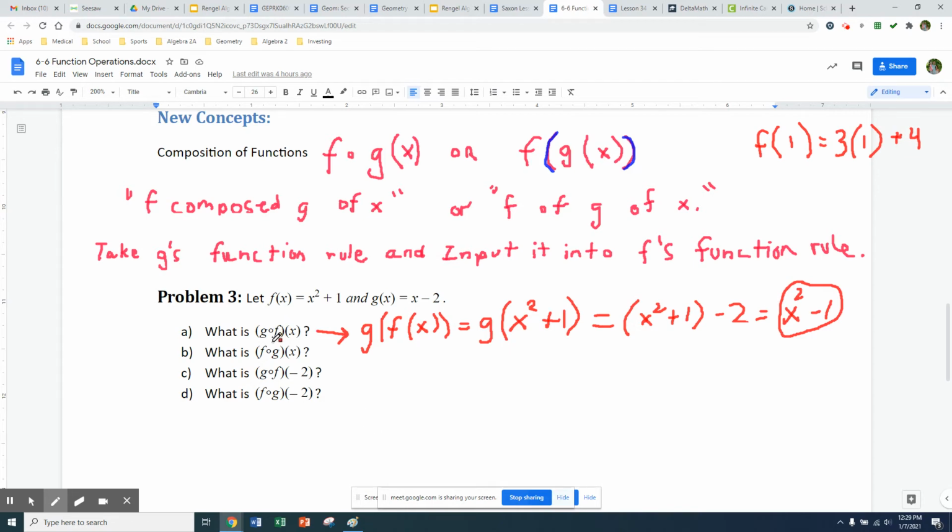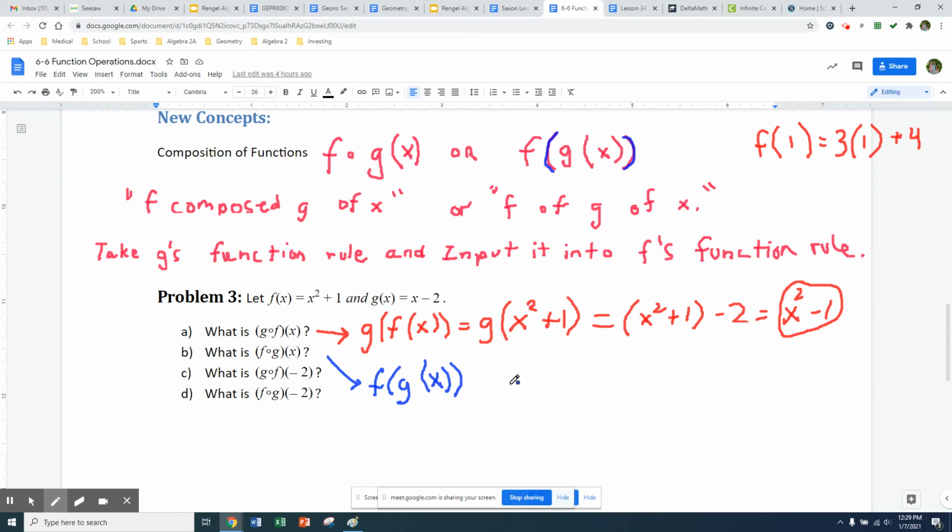So that was our g of f of x, taking f of x and then inputting it into the g. I'll take questions here in a second if you have any. I'm going to do the f of g of x next. So we'll do that in a different color too, so it kind of sticks out here. So f of g of x, I'm going to rewrite it. f of g of x.